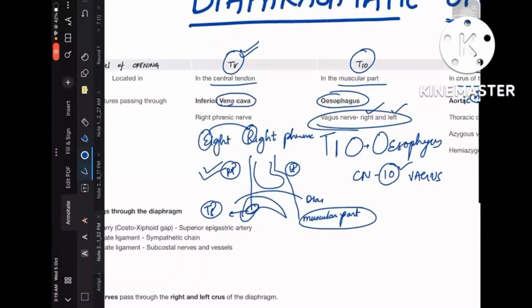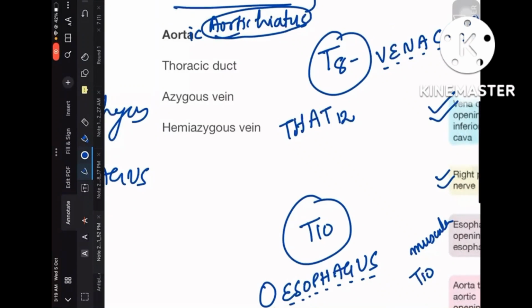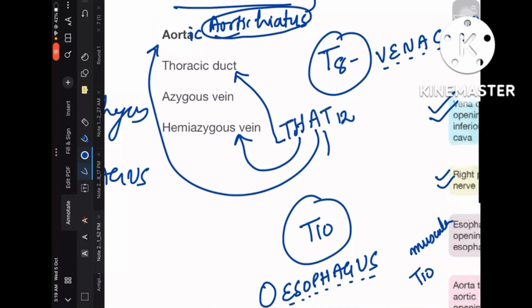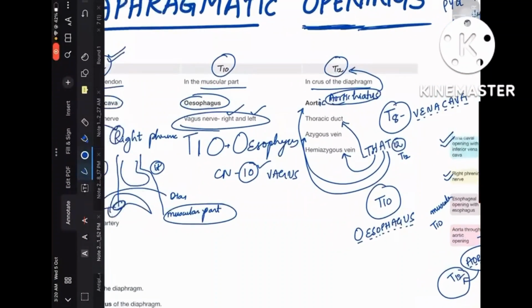Whereas for the phrenic nerve, it is only right. Right is 8. Coming to T12, the mnemonic is that. Remember, right? T is thoracic duct, H is hemiazygous vein, A is 2, that is aorta and azygous vein. Whereas 12 is at the level of T12. So that is the mnemonic for T12, and O is for esophagus and 10th is 10th cranial nerve.